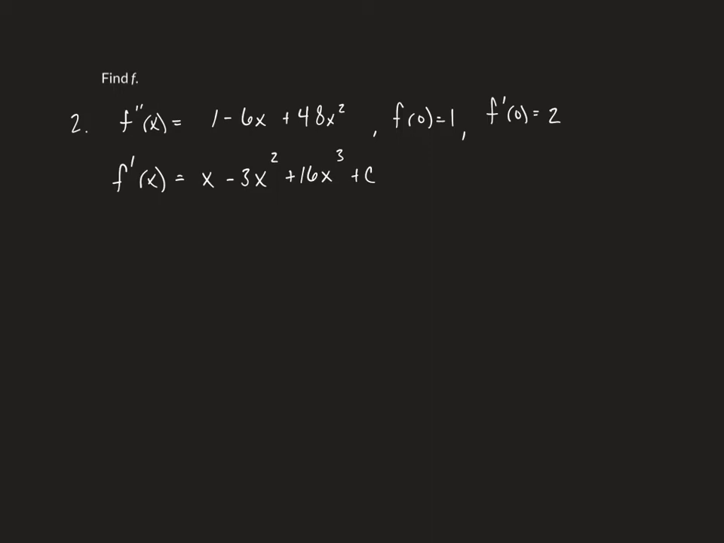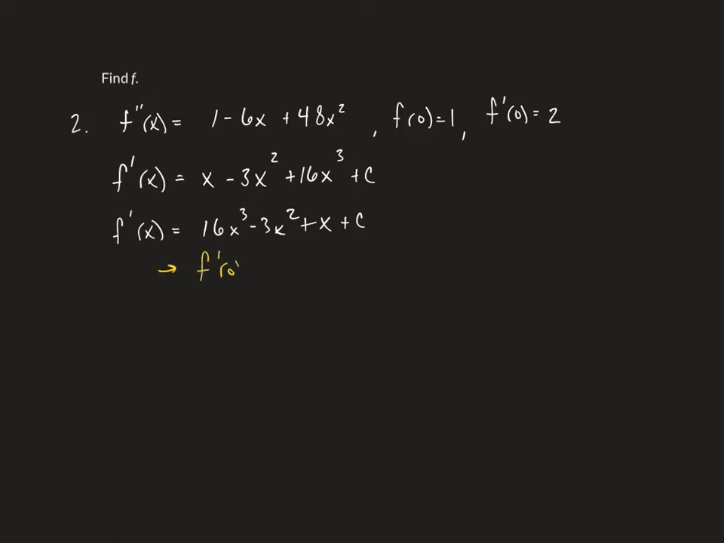And it wouldn't be a bad thing to get in the habit of rearranging this to be in standard form, minus 3x squared plus x plus c. And that's just so that we get used to seeing these the way that we're used to seeing them. But now we have a piece of information that's going to help us here, and that's that f prime of 0 equals 2. So now I'm going to do a little work.